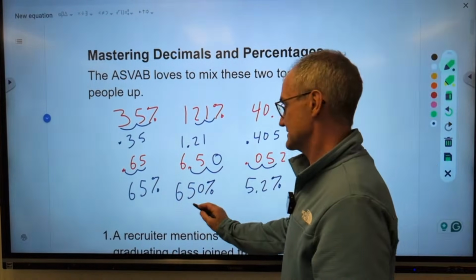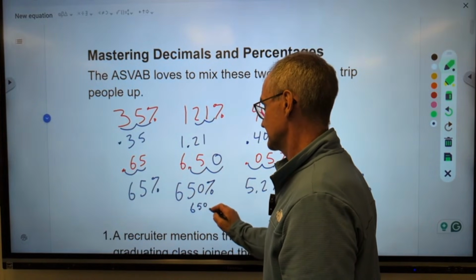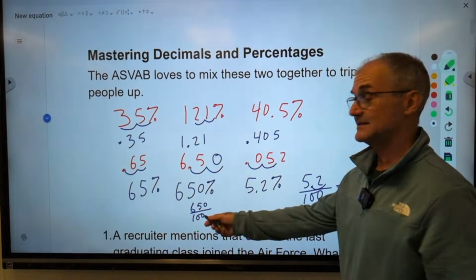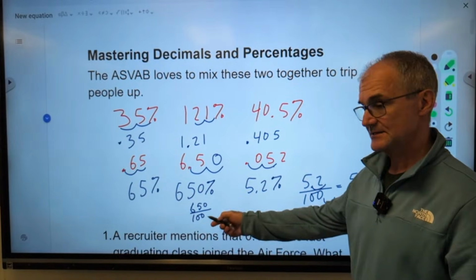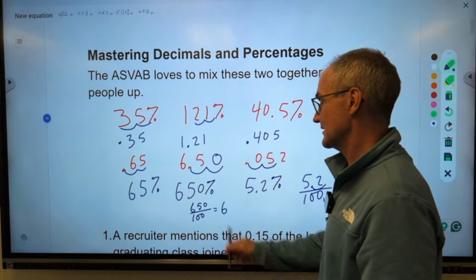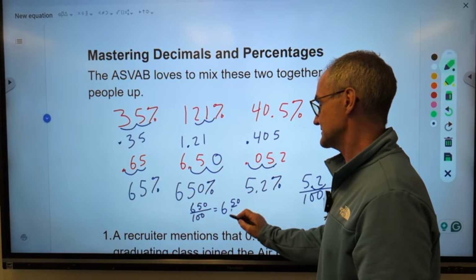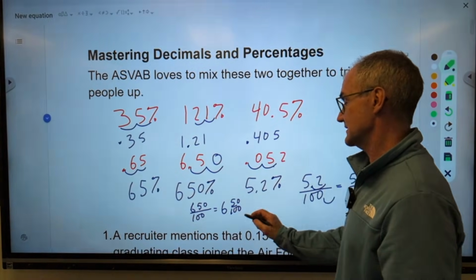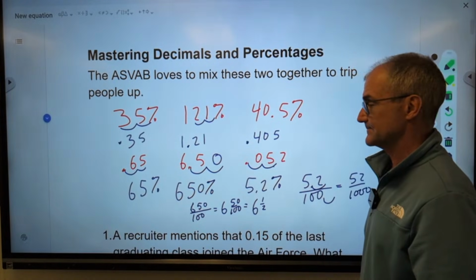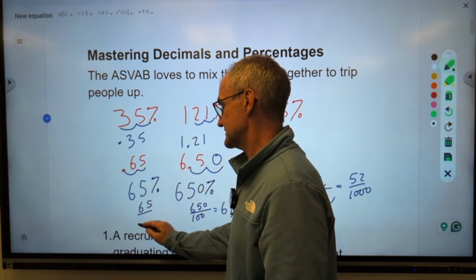This would be 650 over 100. The numerator is greater than the denominator, and that makes sense. 100 goes into 650 6 times with 50 left over, 50 100ths. 50 goes in here once and here twice. It is the equivalent of 6.5. And then this would be 65 100ths as a fraction.